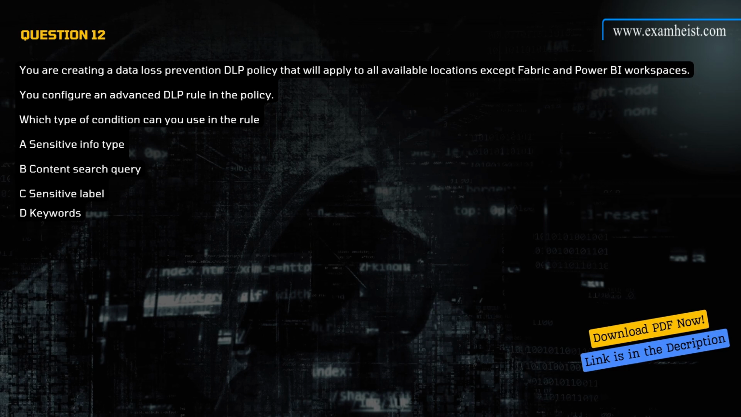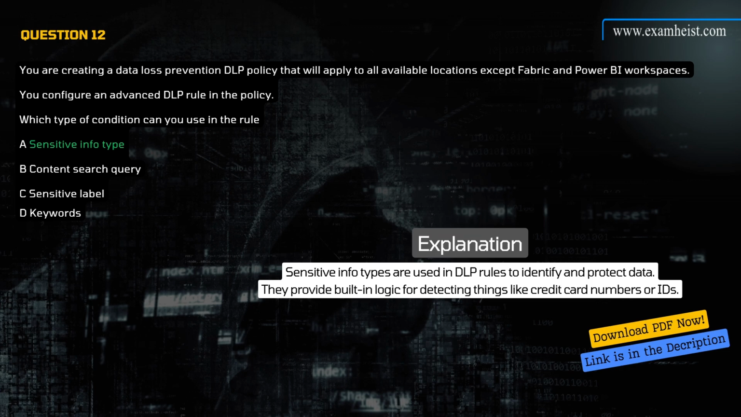A. Sensitive info type. B. Content search query. C. Sensitivity label. D. Keywords. Correct answer is A. Explanation. Sensitive info types are used in DLP rules to identify and protect data. They provide built-in logic for detecting things like credit card numbers or IDs.